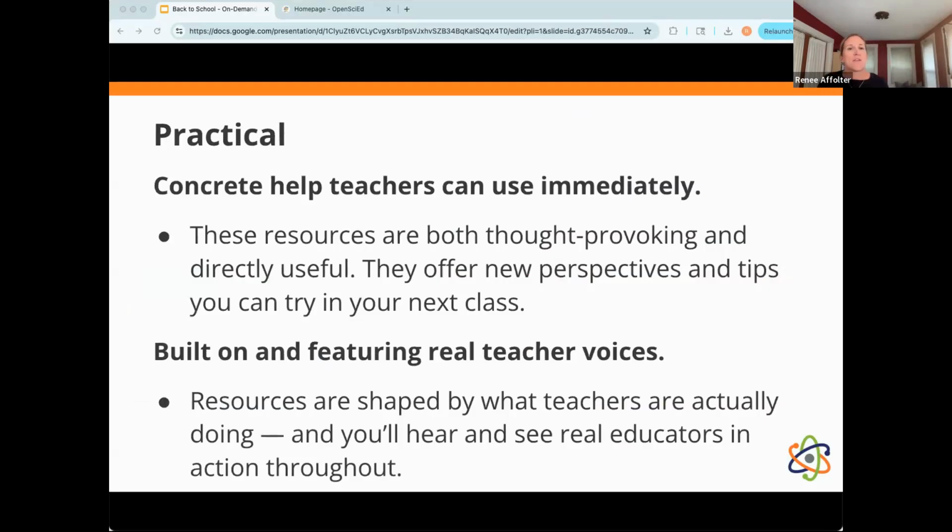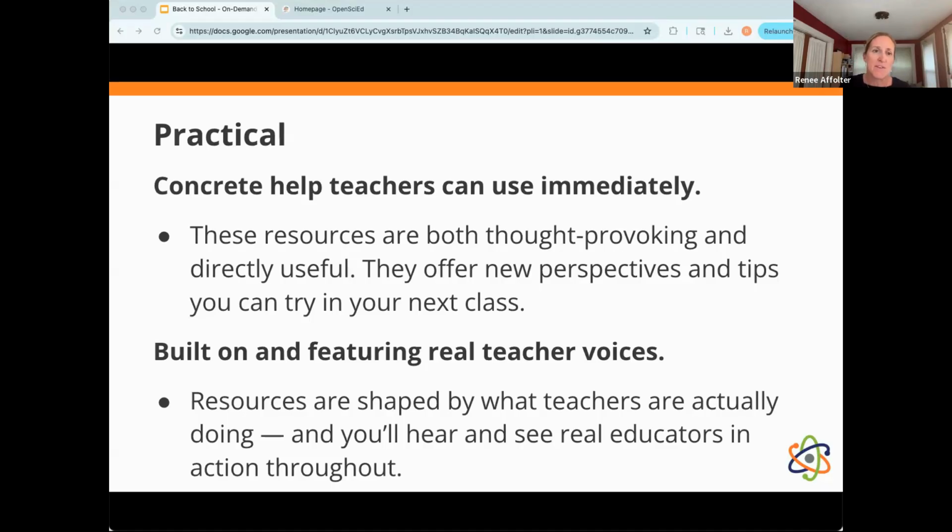We also wanted to make sure that these were practical, right? That these were concrete help that teachers can use immediately, that both make teachers think, but also make teaching easier. So it might be a checklist, it might be a video that models a practice, it might be a planning guide. And we didn't want that practicality to just be about what to do, but really about showing how real teachers are doing it.